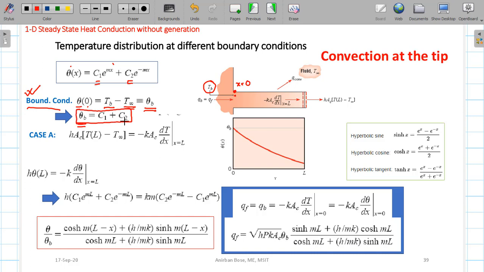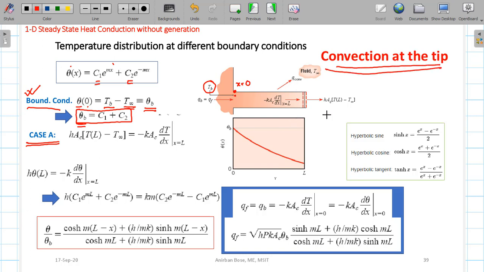To solve for C1 and C2, you need another boundary condition so that you can find both. So now for the other boundary condition, we are going to consider 4 different cases. 4 different cases will give you 4 different solutions, but the first boundary condition will be the same for all these 4 cases. And for the second boundary condition, let us consider case A.